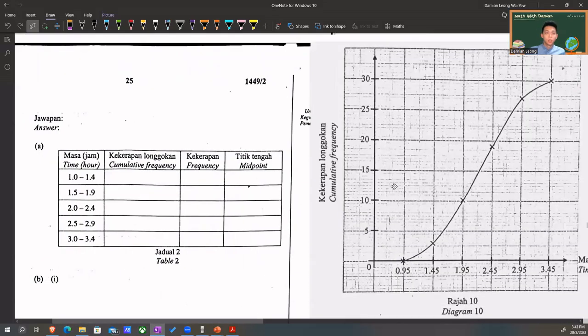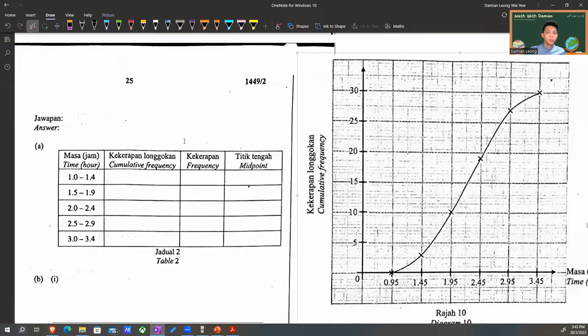So I have the intervals here. Cumulative frequency, I just follow. So 1 to 1.4 means this part. So here goes up to basically about 3. Here is 10, 19, 27, and 30. Oh, sorry, that's the cumulative frequency.